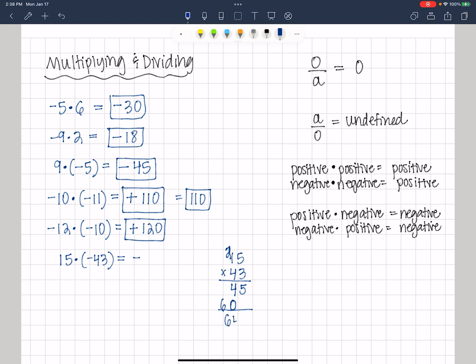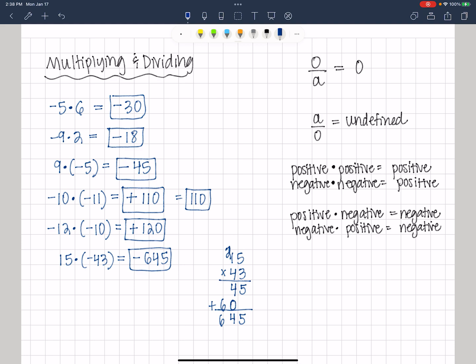So 645. Now, you saw me add that way, but really I would add it this way. 5, 4 plus 0 is 4, and then 6 is 6, so 645. So negative 645 is my answer.